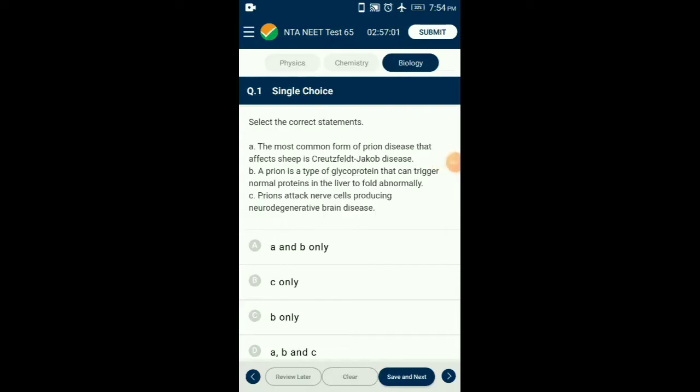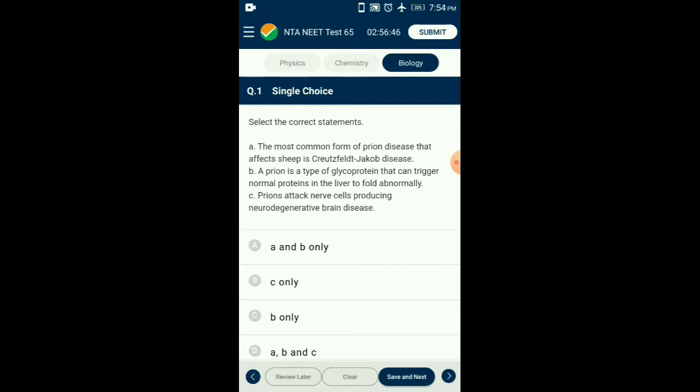நன்றி, வணக்கம். Number 1. Select the correct statements. Prions are discovered by Prusiner. These are smallest infectious protein particles which do not have nucleic acid. Prions cause diseases only in animals.